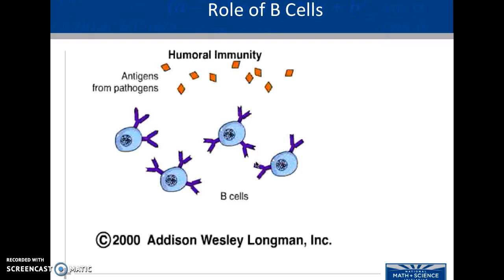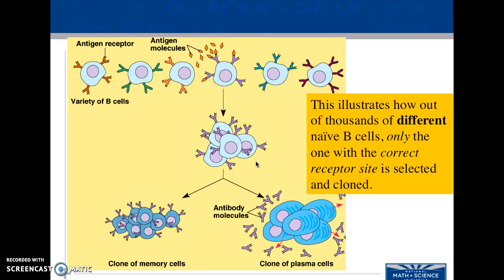And we see it looks like this. This illustrates the thousands of different naive B cells. Only the one with the correct receptor site is selected and cloned. Otherwise, we will be selecting for B cells that will not create the correct antibody.